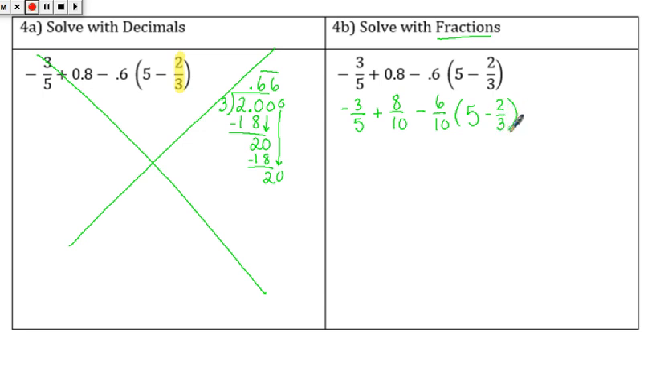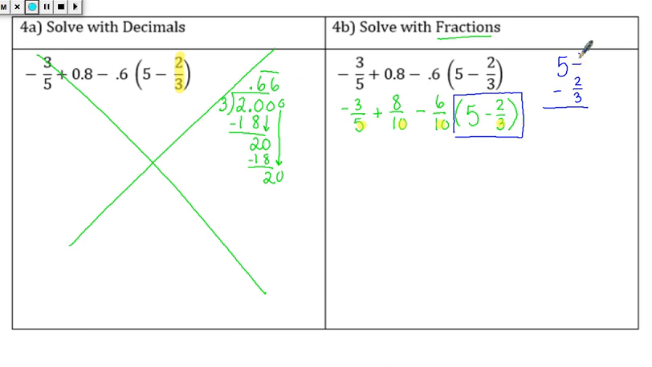Now remember, when we start doing our order of operations, we don't just naturally get everything to a common denominator because we don't need that until we're adding and subtracting. Instead, we just start off and see, are there any parentheses? Right here I see some. So it's 5 wholes minus 2/3. If I set up that problem, it will look like this.